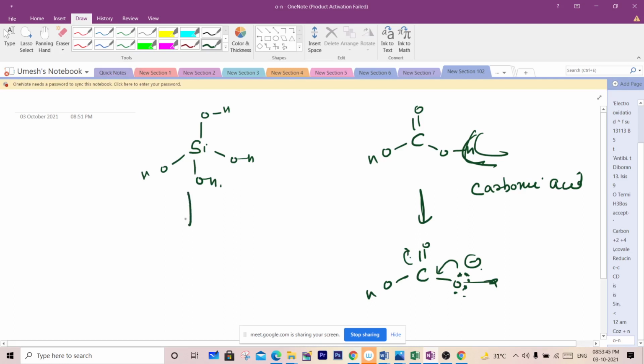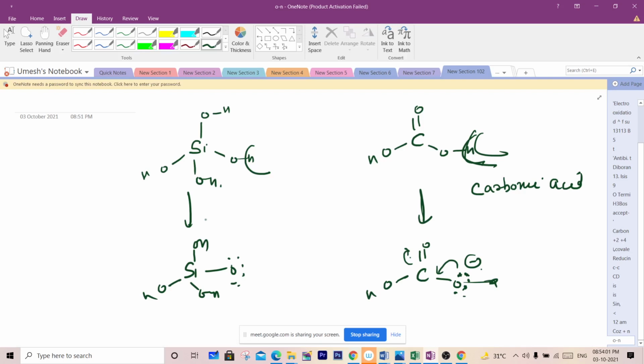But in this case, if we lose the H positive ion from any one of these, it is not going to be stabilized. O is having a negative charge. It is not in resonance with the rest.